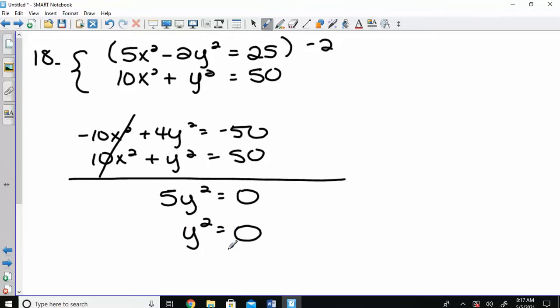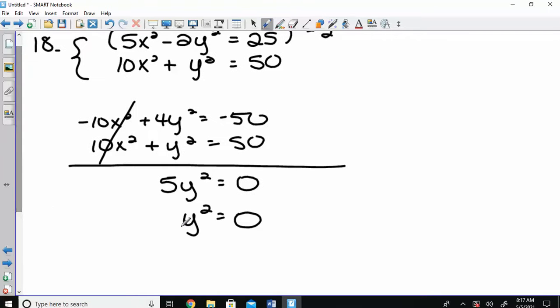Divide by 5. How do you get rid of a square? And if you have a square root, we do plus and minus, but it doesn't really matter because positive or negative 0 is the same thing. So we just get y equals 0. Now we need our x. So we're going to plug that into either of the original equations. I'll just do the second one.